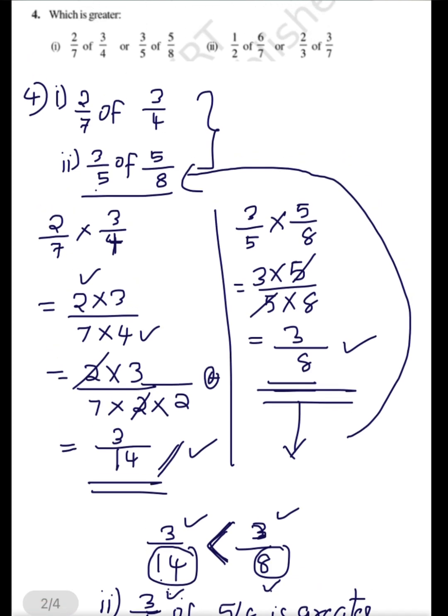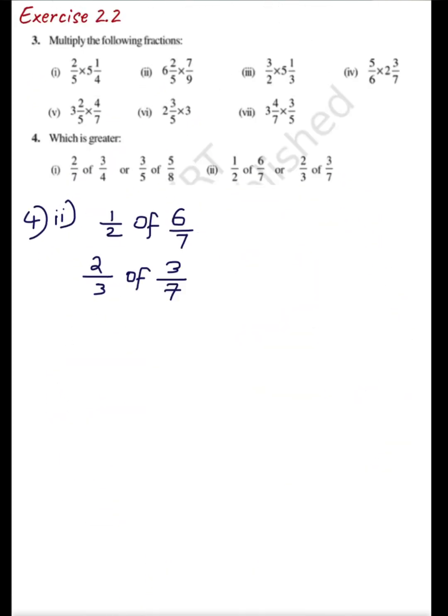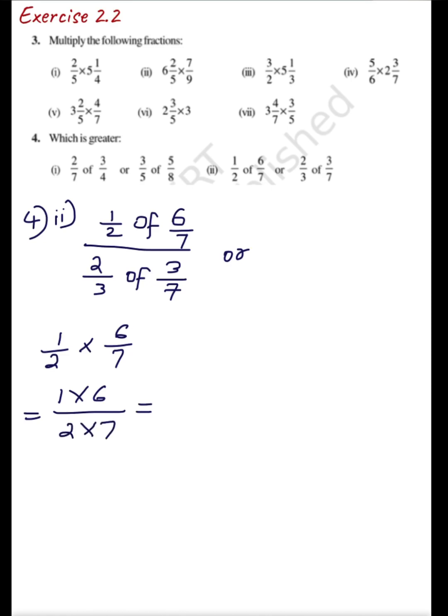Now let's see the second question. This is the second question, that is 1 by 2 of 6 by 7 or what? 2 by 3 of 3 by 7. You have to determine which one is greater. So let's see the first one, that is 1 by 2 of 6 by 7 means what? 1 by 2 into 6 by 7. Okay. Now multiply the numerators together, that is 1 into 6 divided by 2 into 7. Okay, so what you will get? 1 into 6 is 6 divided by what is 2 into 7? It's 14. Okay, so 6 divided by 14 you will get.